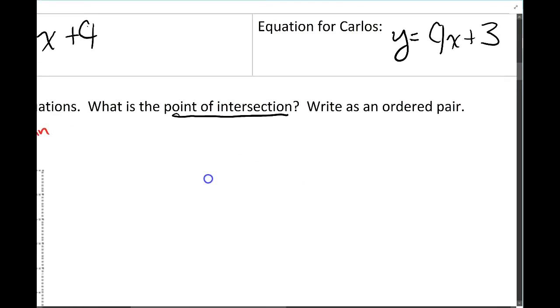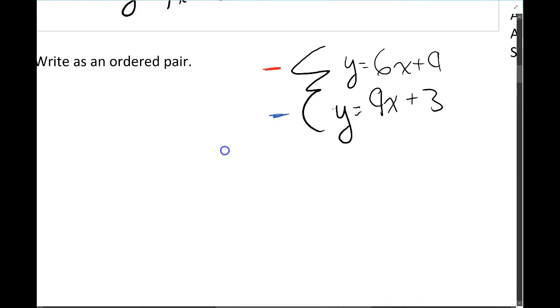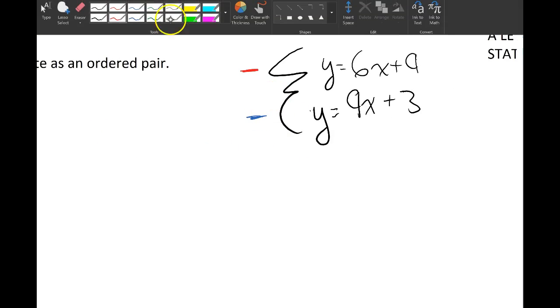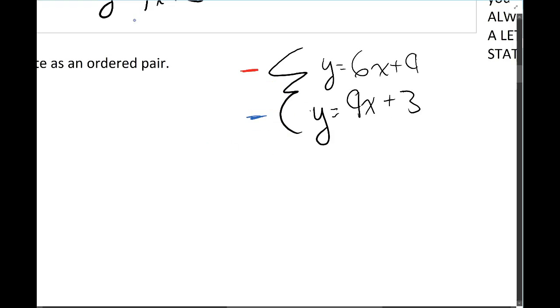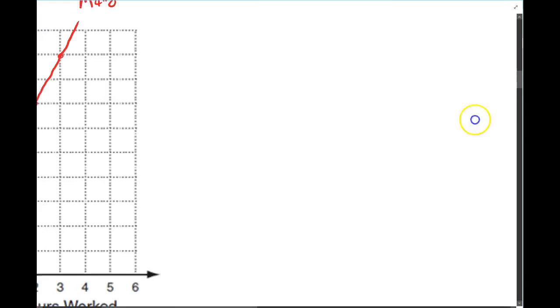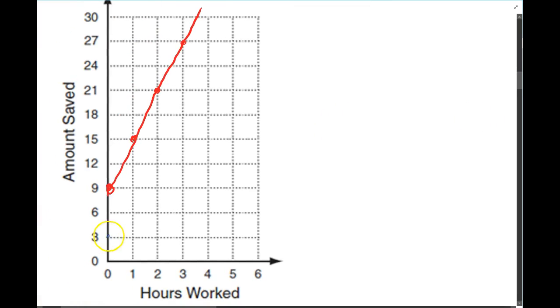Now let's put our line for Carlos, which we see we've done in blue. Y equals 9x plus 3. Well, plus 3, so I'm starting at a point of 3, and I'm going up by 9. So I go 3, 6, 9 over by 1. Oh, that's interesting. 3, 6, 9 over by 1. And I connect these points.